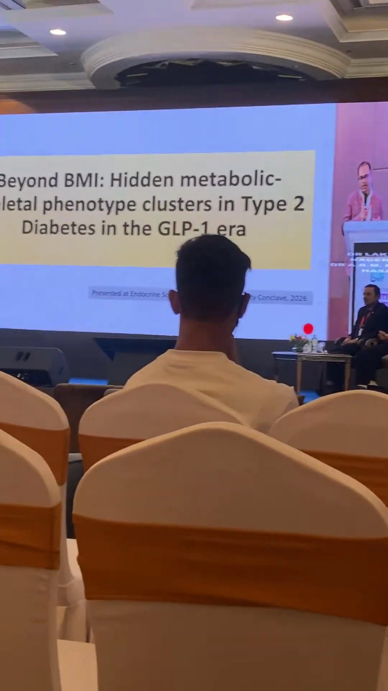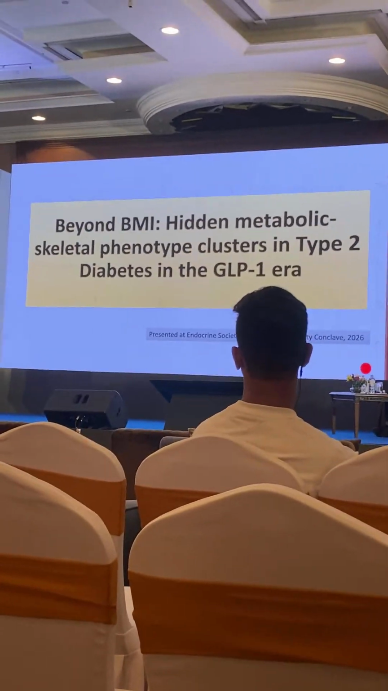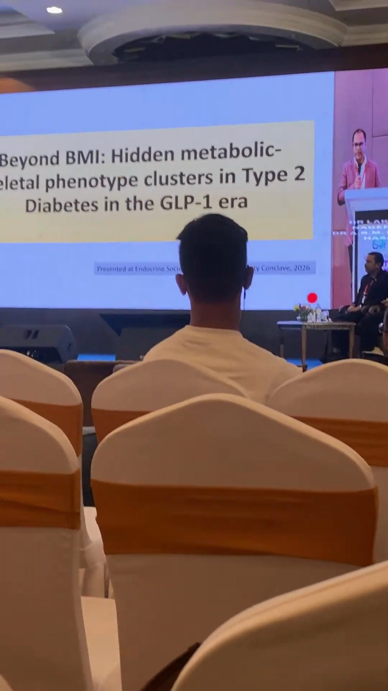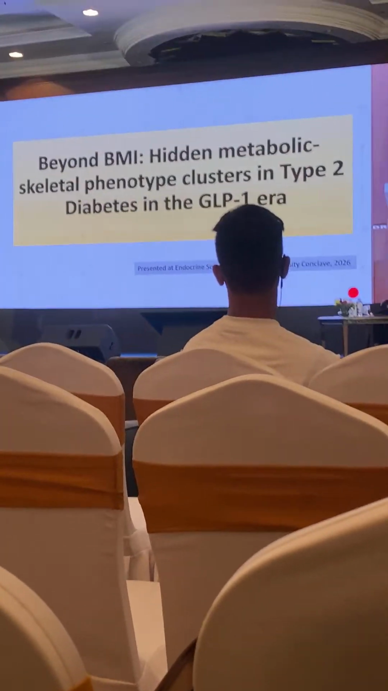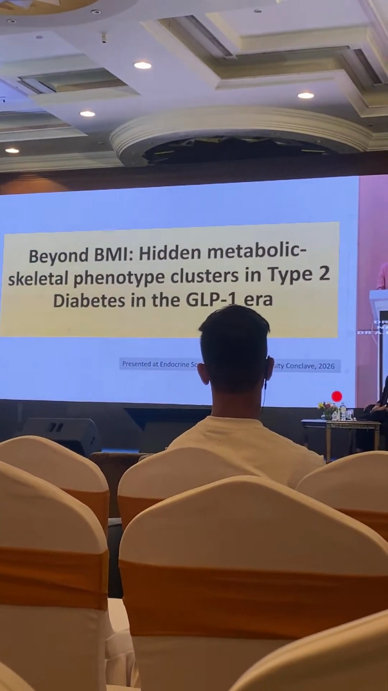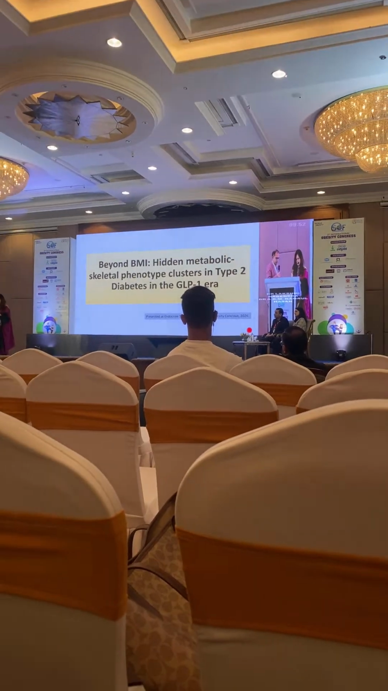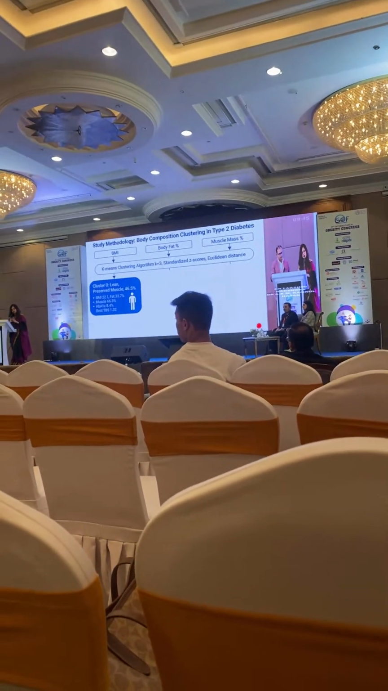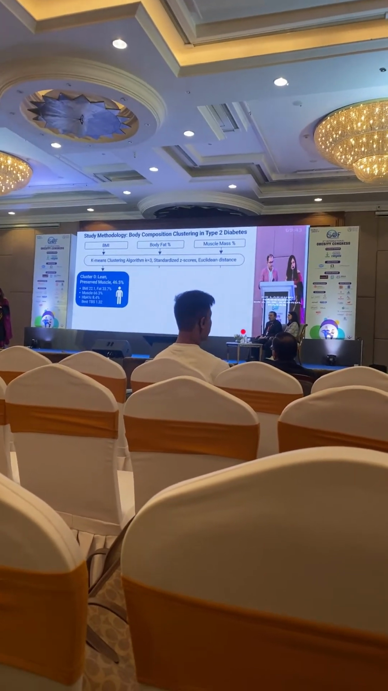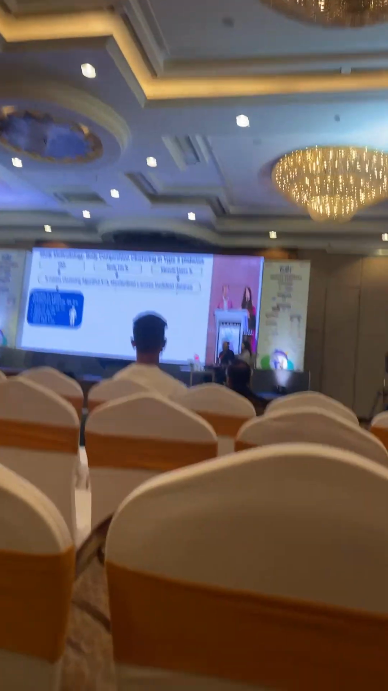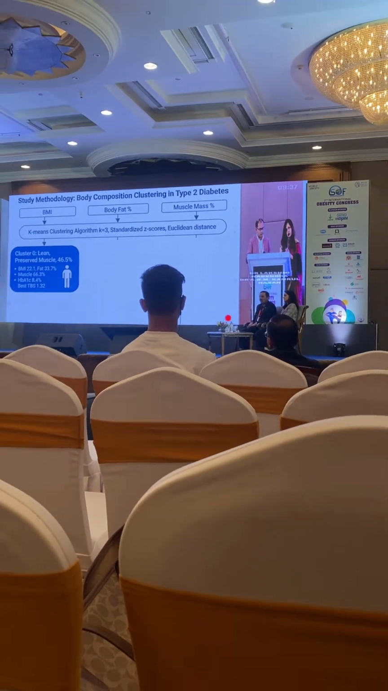We should consider the proportion of muscle mass loss compared to fat mass loss, not the absolute muscle mass loss. So we should think beyond BMI. There are metabolic skeletal phenotype clusters in type 2 diabetes and GLP-1. This is the GLP-1 era, and when we start our patients on GLP-1 analogs, we should be thinking about bone and muscle as well, because GLP-1 analogs can cause weight loss, and that in turn can lead to an increased risk of fractures.